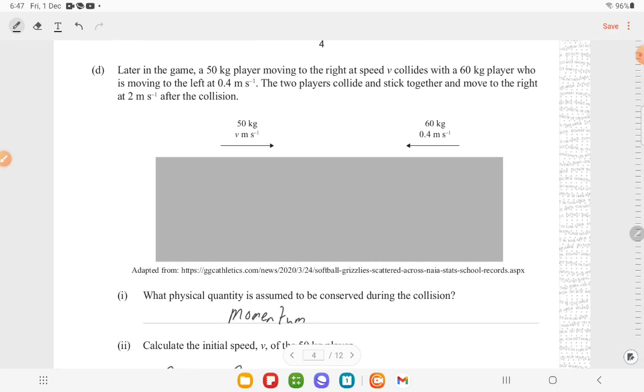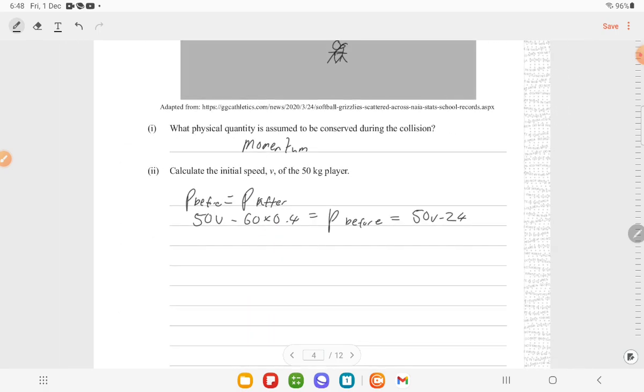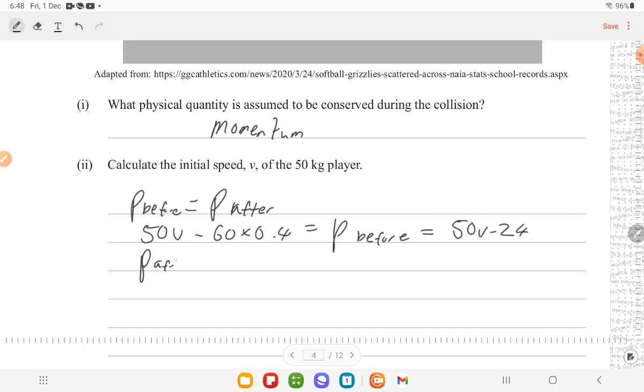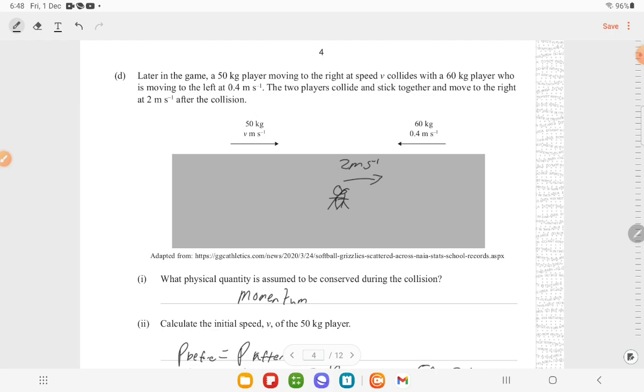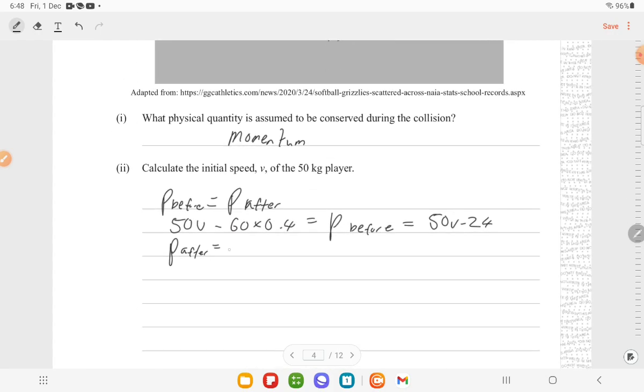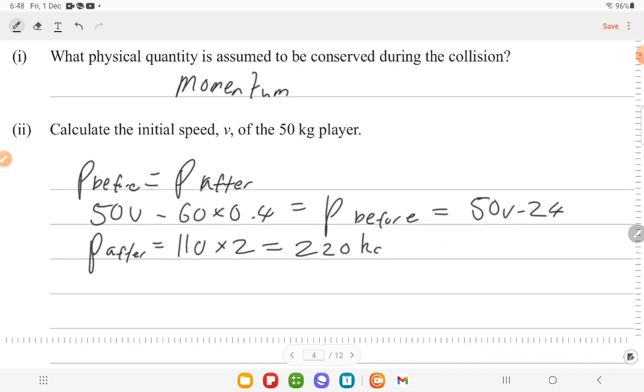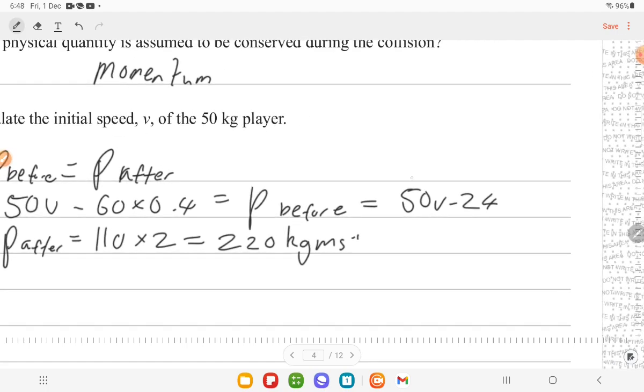And p after: after the collision, the two people stick together and move this way at 2 meters per second. So p after is equal to, since they stick together, their total mass, which is 110, times 2, which is equal to 220 kilogram meters per second.